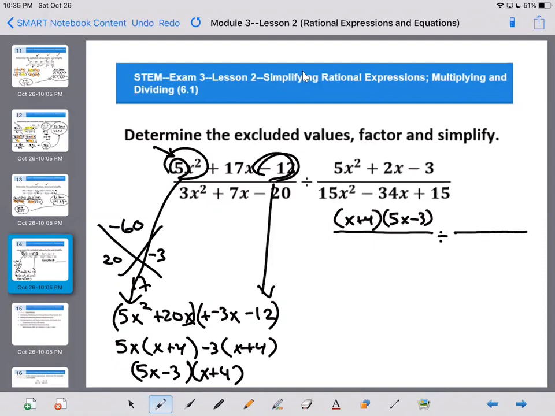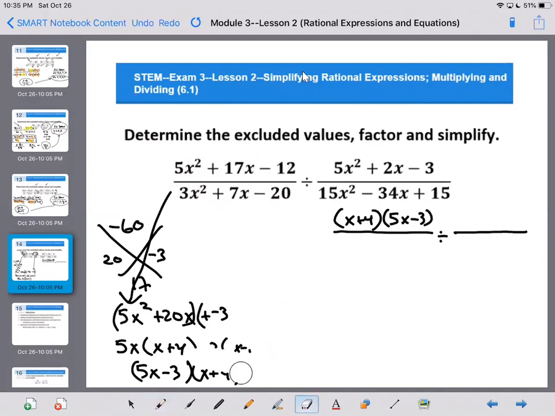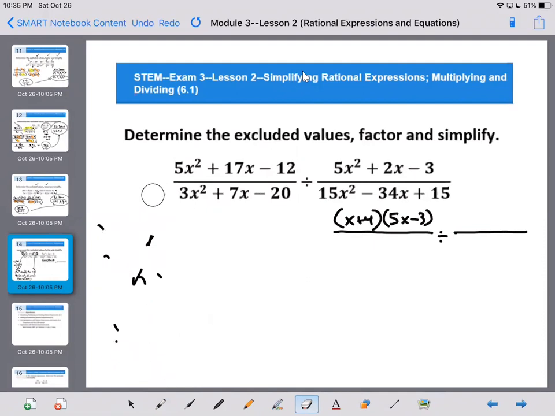Okay, so I'm going to go through each of them and just erase after I found them. All right, the denominator here is going to be 3 times negative 20. So remember, that's going to be negative 60, and it's got to add to 7. And so that's going to be 12 and negative 5.